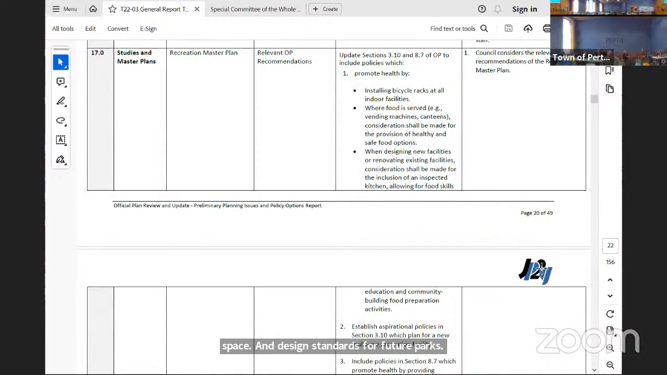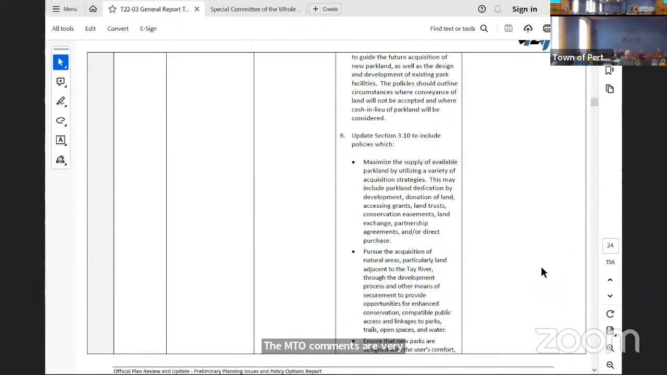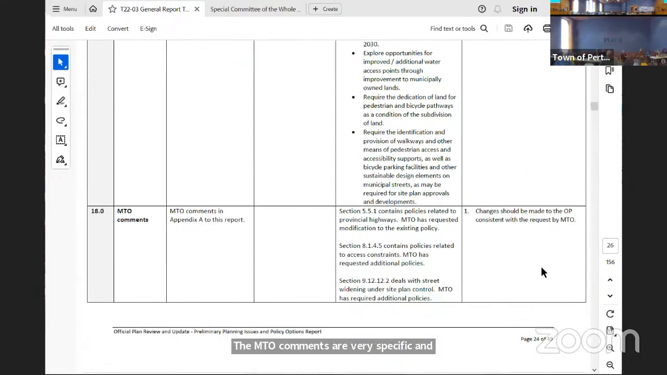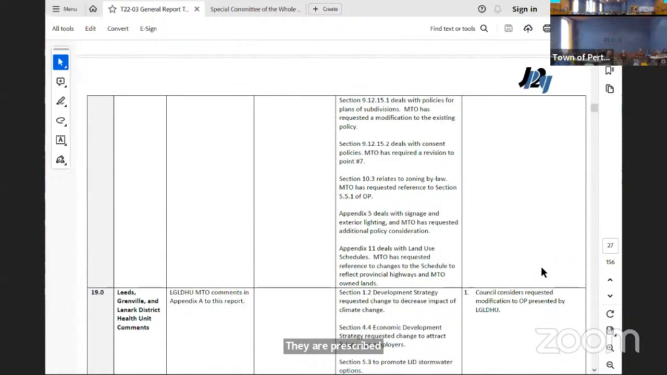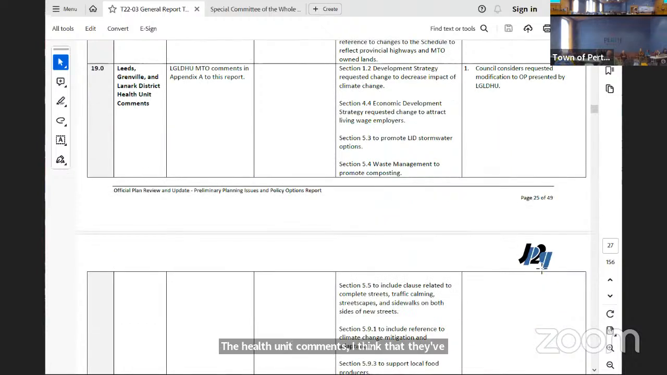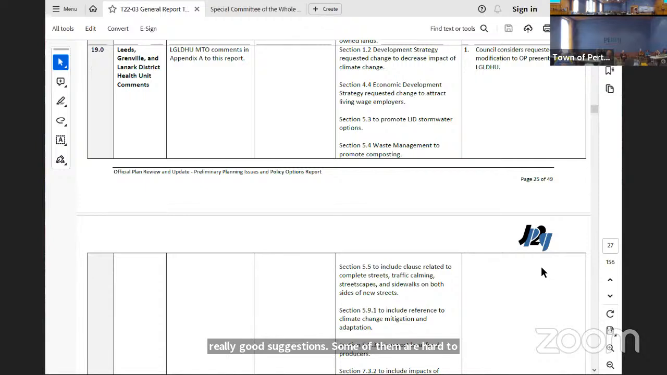The MTO comments are very specific, and they are prescribed. The health unit comments, I think that they've made some really good suggestions. Some of them are hard to implement, but I also think that we need to make efforts to respect their thoughtful suggestions. Many of them are picked up in other areas of the plan, but there could be some improvements. Chair, I think that brings us to the end of that. Thank you very much.